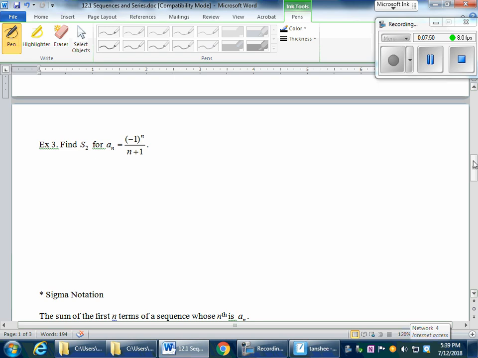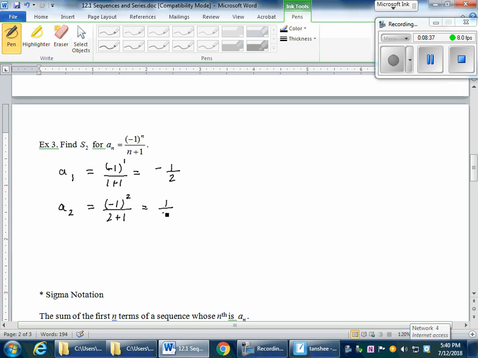Find S of 2 when the sequence is given as a of n equals -1 to the n power over n plus 1. S of 2 is talking about the partial sum, and the 2 means you're adding only the first two terms of the sequence. First, the first term is -1 to the 1 power over 1 plus 1, which is -1/2. Then the second term, a of 2, is -1 to the 2 power over 2 plus 1, which is a positive 1/3.